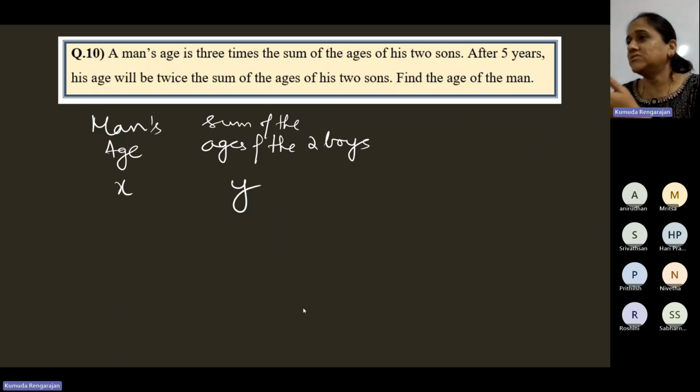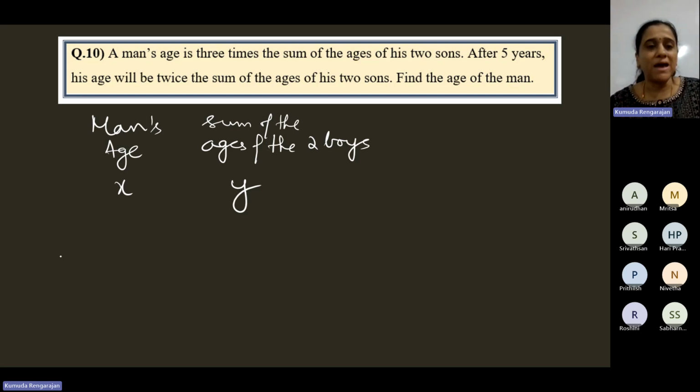Because no information is given about the difference between the ages of the 2 boys. They're not twins, and the question is to find the age of the man. So let the man's age be X, and the sum of the ages, that is the age of one boy plus the age of the other boy, together is Y.